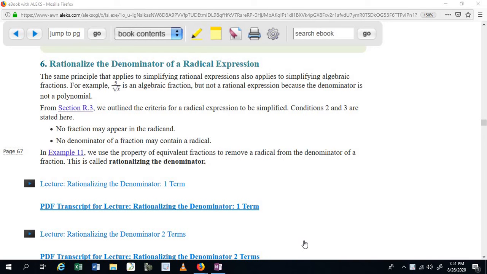Hello again. In this video, I'm going to go over Objective 6 from section R6, which is about rationalizing the denominator of a radical expression.